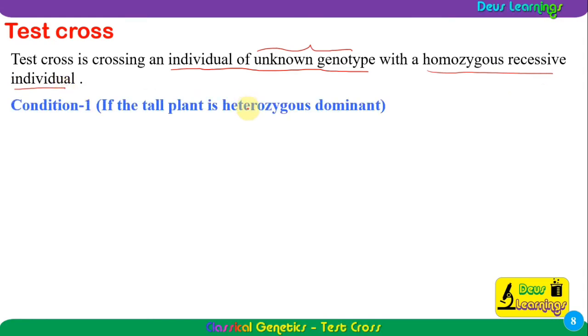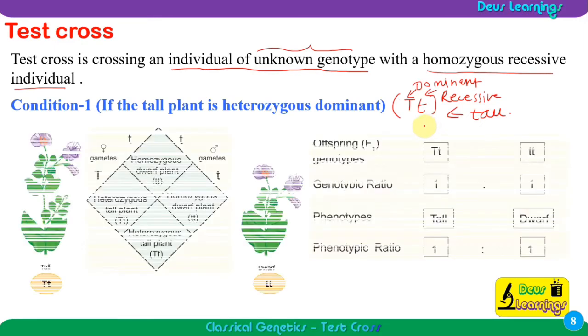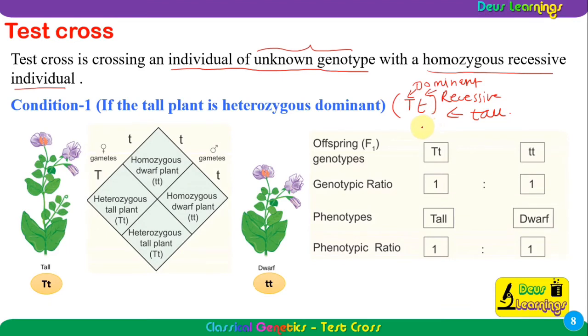Okay, so let's consider the two conditions. If the individual is a plant with heterozygous dominant character. Heterozygous dominant, you remember, for example for tall, it's one capital T and one small t. That means one is dominant and one is recessive, so it's a heterozygous dominant condition, right? But still this plant will appear tall. So you don't know whether this plant is homozygous dominant or heterozygous dominant. To find that, we cross it with a homozygous recessive individual. So let's see.